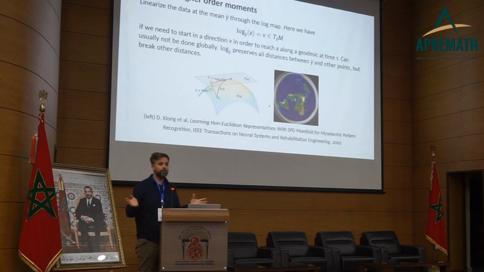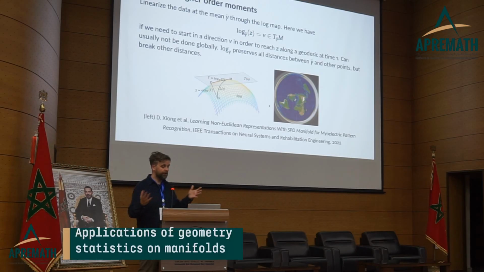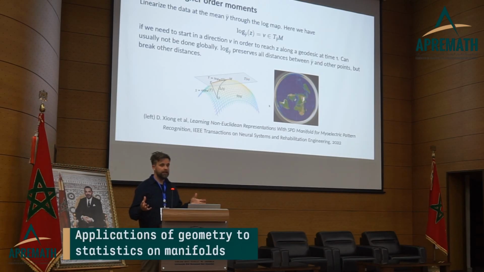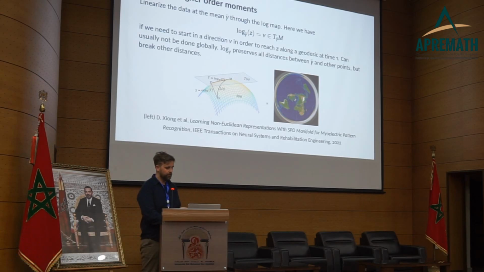And then what do you do if you want higher moments? What if you want covariance or some other higher moments? Well, one thing you can do is you can use the Riemannian logarithm, right? For every point, there is a unique initial vector, the initial condition for the geodesic. You can take the logarithm that sends the point to that initial condition.